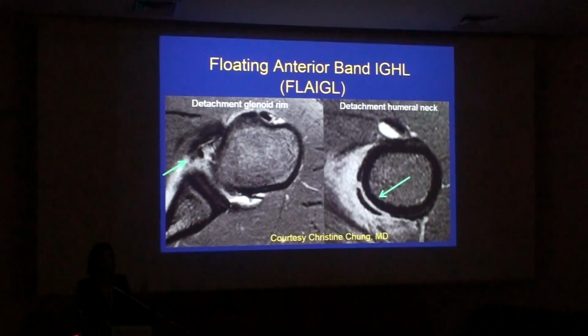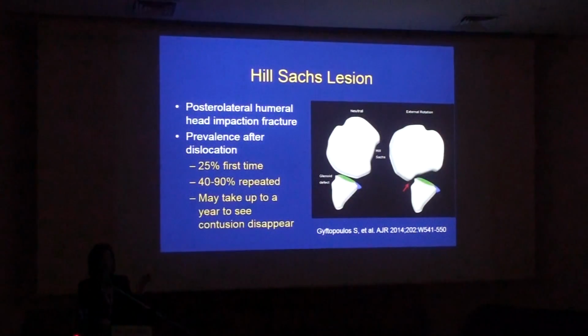And finally, this is extremely unstable. Hard to find a case of this. I got it from Christine Chung. But the glenoid side and the humeral side can be torn off at the same time. For the IGHL, very unstable. And so you see it here and you see it at the humeral attachment. A lot of fluid getting out. Again, a surgical lesion. I call it a FLAGL lesion, the floating anterior humeral ligament.